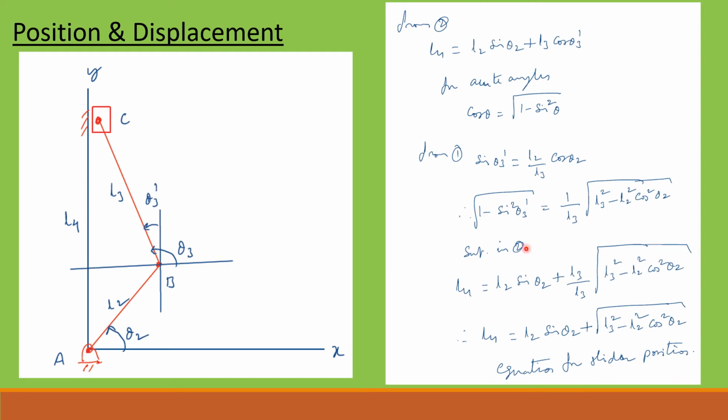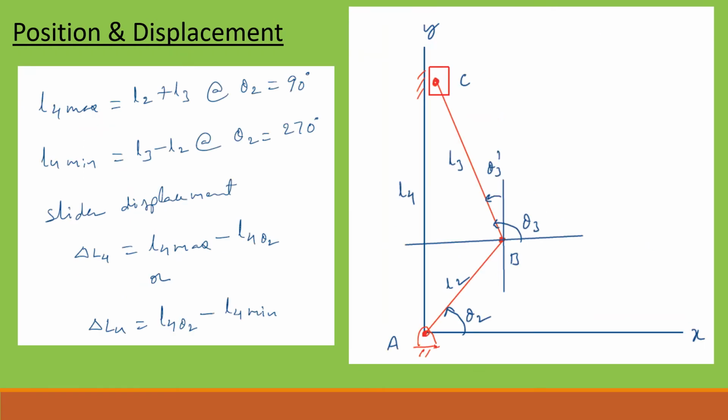Let us substitute this in equation 2. We get L4 equal to L2 sin theta 2 plus L3 by L3 gets cancelled, and square root of L3 square minus L2 square cos square theta 2. So after cancelling this term, we get L4 equal to L2 sin theta 2 plus square root of L3 square minus L2 square cos square theta 2. This is the equation for slider position.